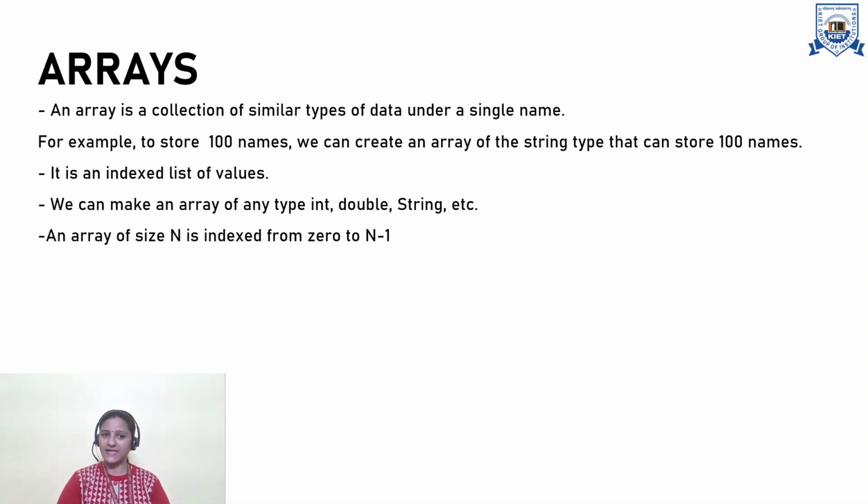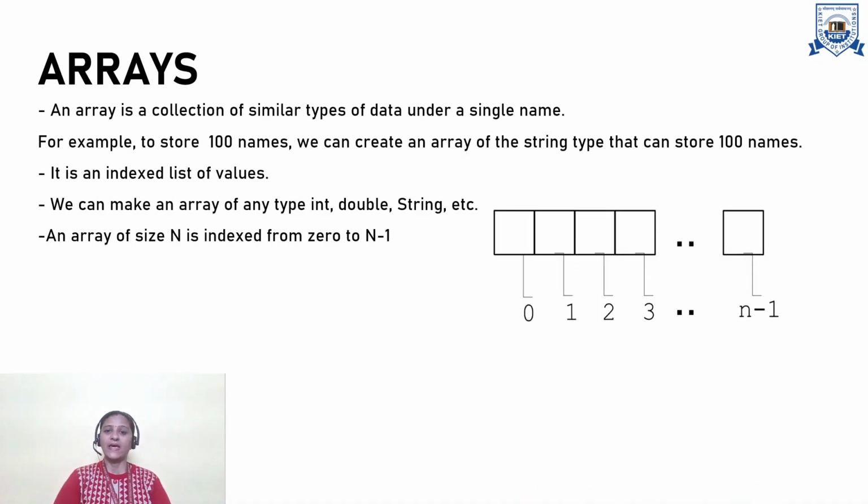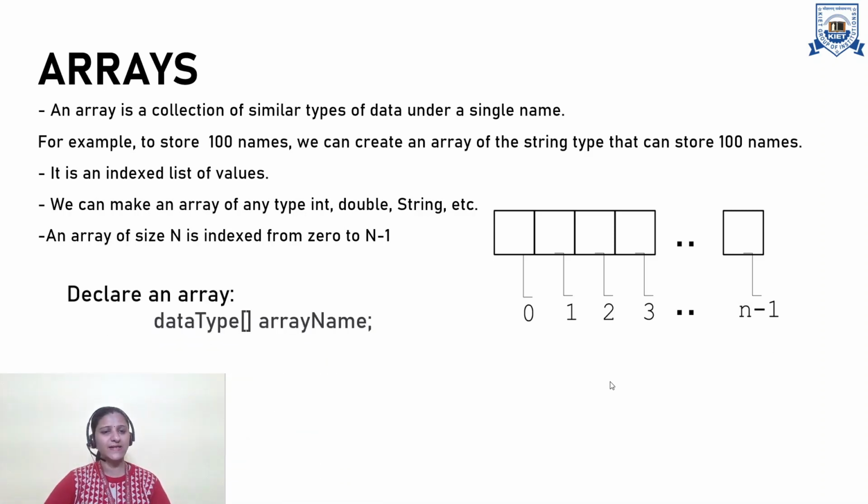We may make an array of any type. It can be int, double, string, etc. An array of size n is indexed from 0 to n minus 1. It is represented like this. The first memory, it starts with 0 and it moves till n minus 1, where n is the total number of elements.